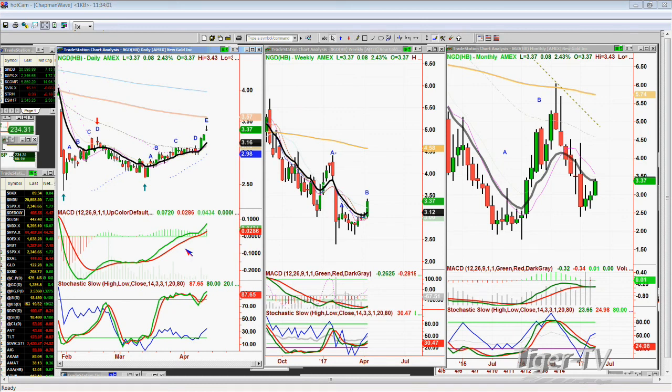Why? Because every other time it's pulled back, and it's pulled back pretty sharply. I've got a feeling this time it pulls back. I'm not sure this is the time that it pulls back sharply.